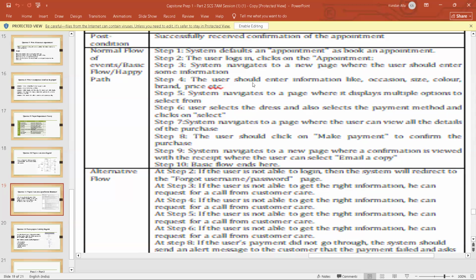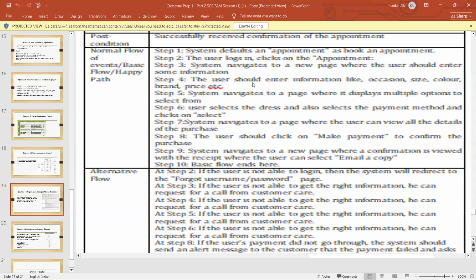You need to fill the details, and if the details are correct, then you will be logging in. Okay, so this is just a normal flow. Alternate flow means if you have typed in your password by mistake, then the alternate flow will redirect you to the forgot password page, or down here you can click on login with OTP.